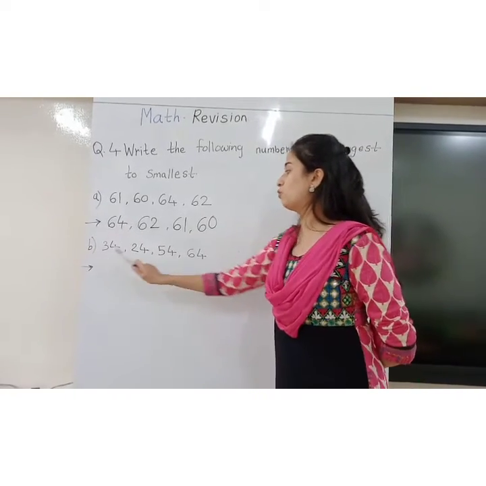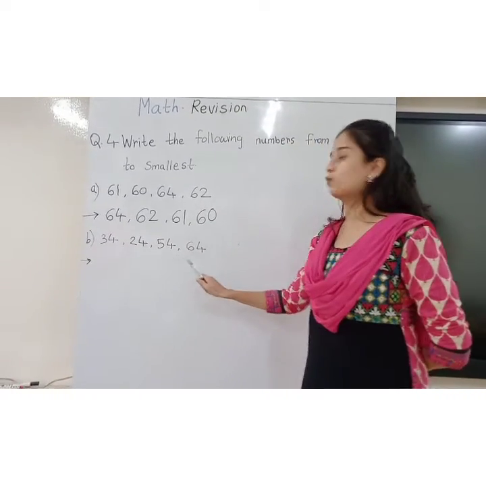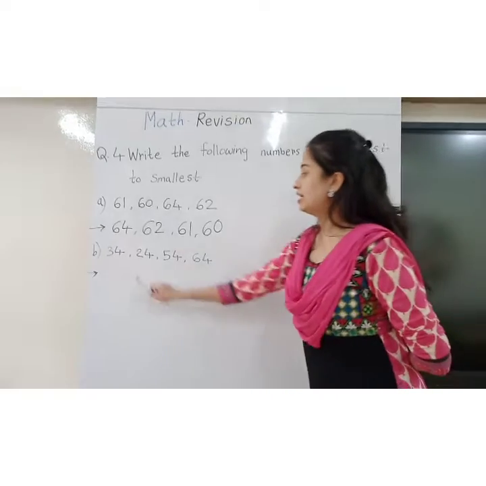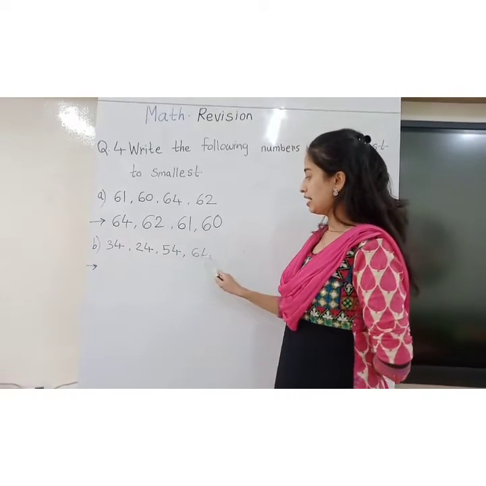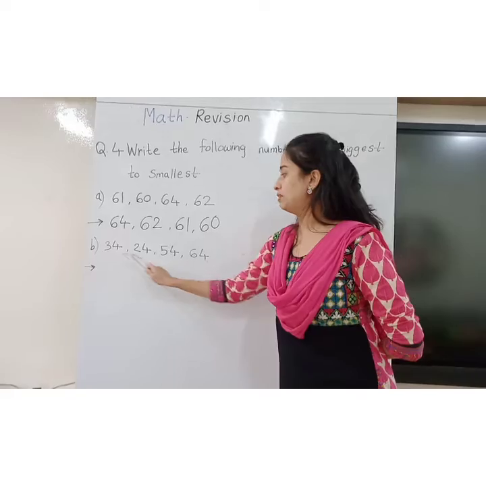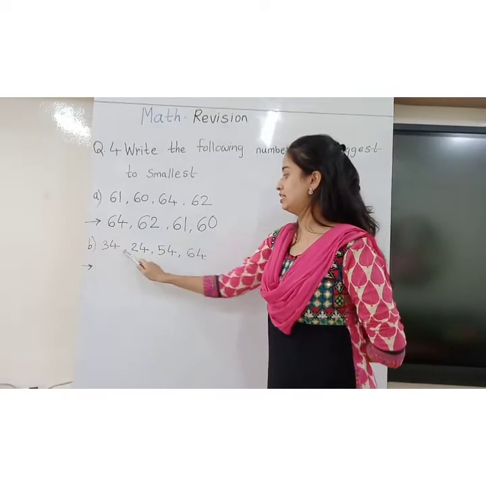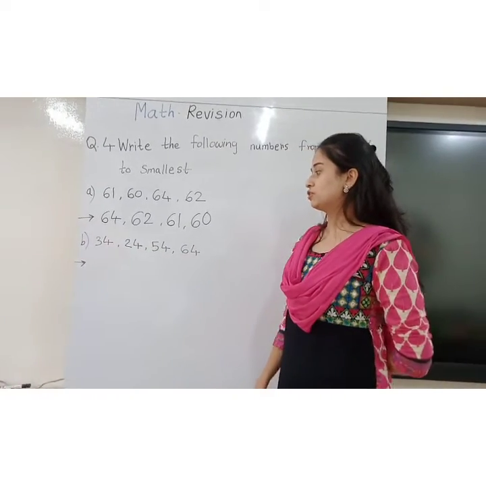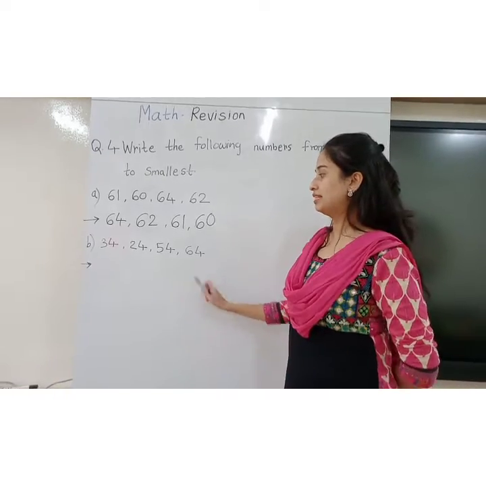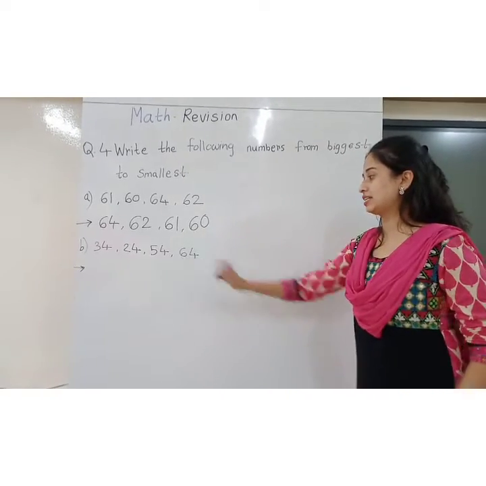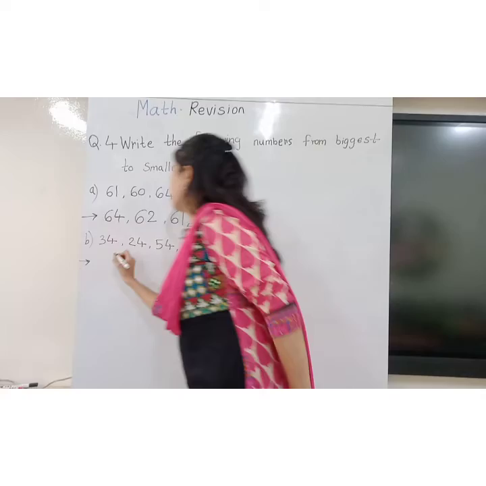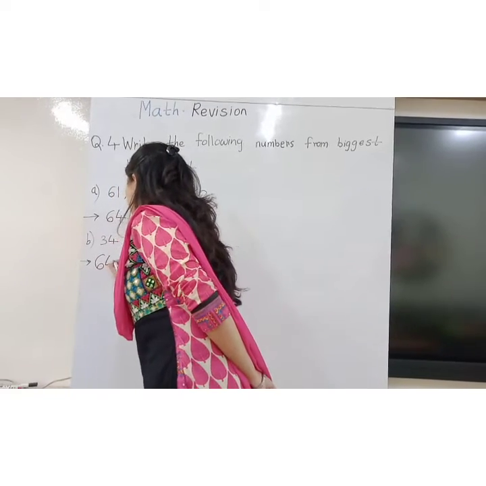We see 34, 24, 54 and 64. Now again, everywhere you see 4 at the units place, and only the tens place number is changing. It is 3, 2, 5 and 6. So which is the biggest number here by the tens place? It is number 6. So the first number is the biggest one, which is 64.